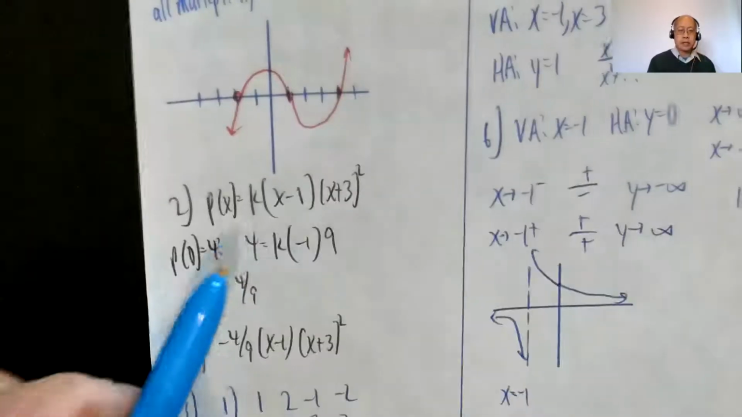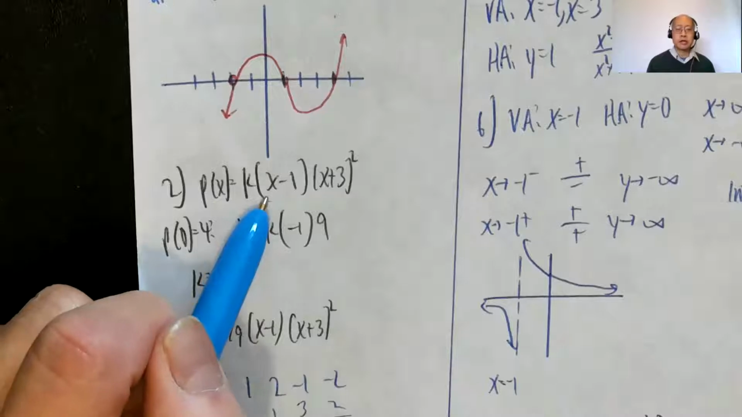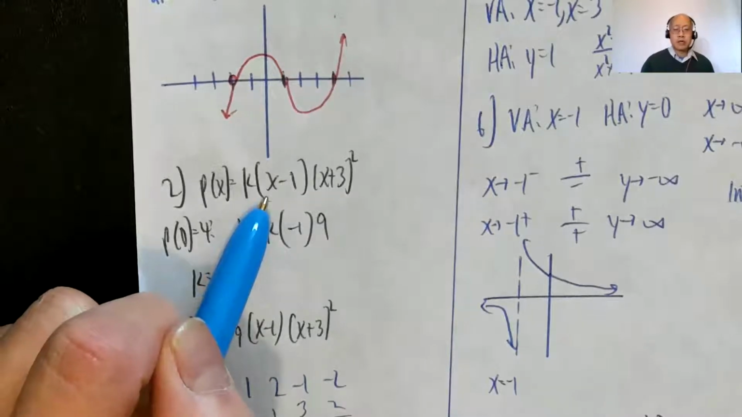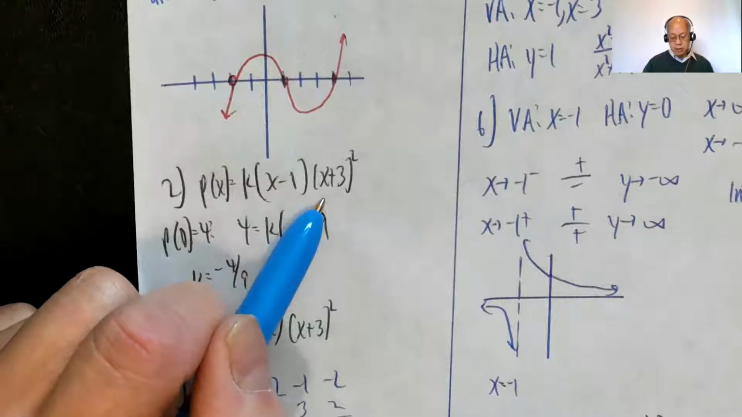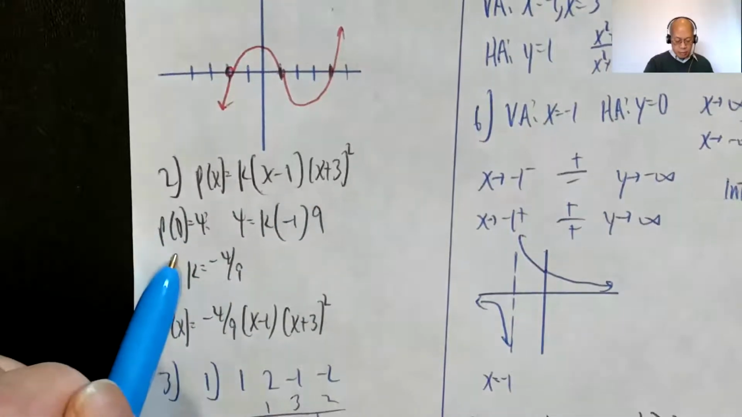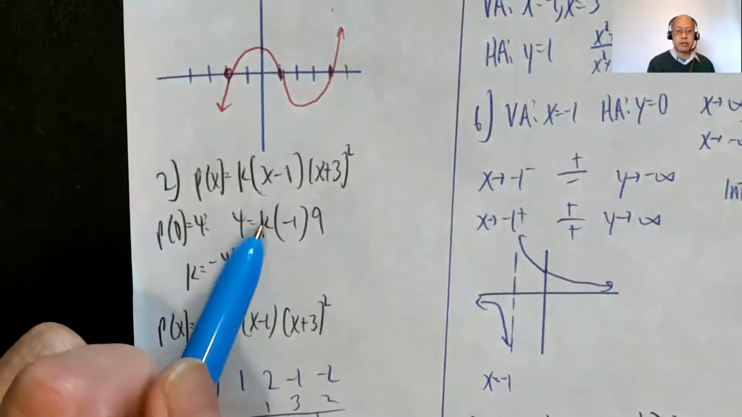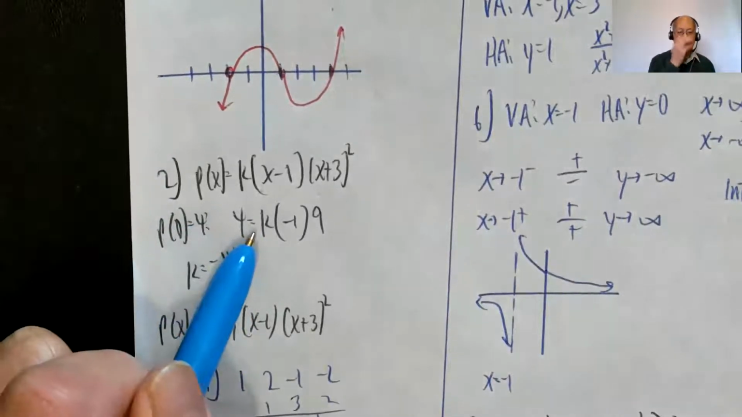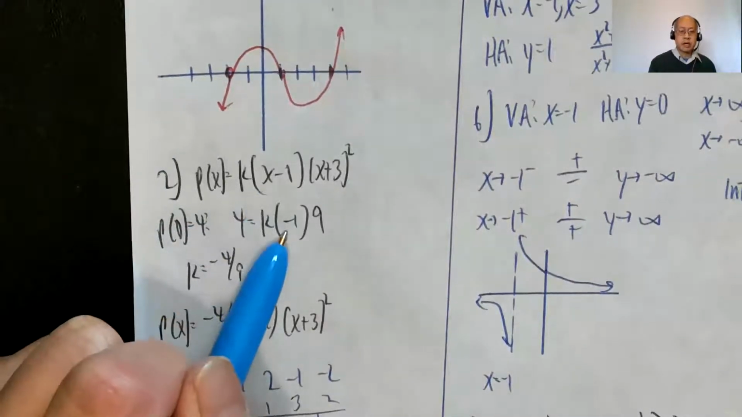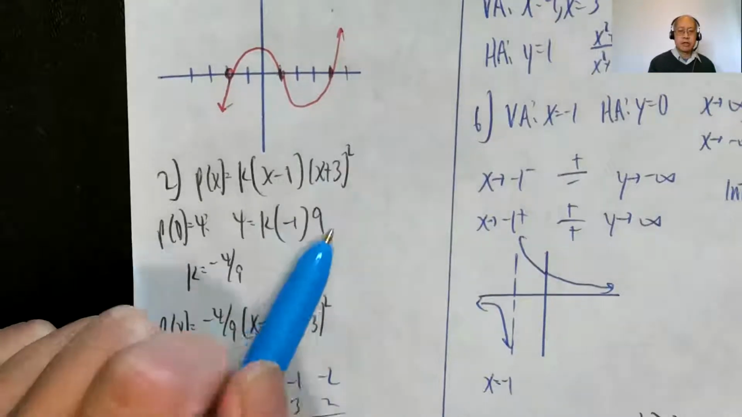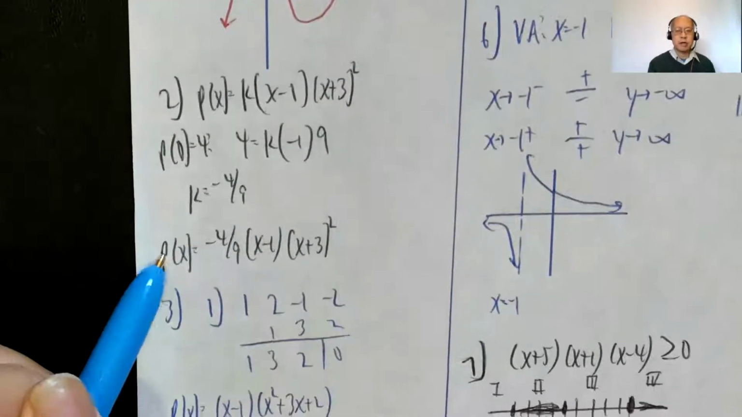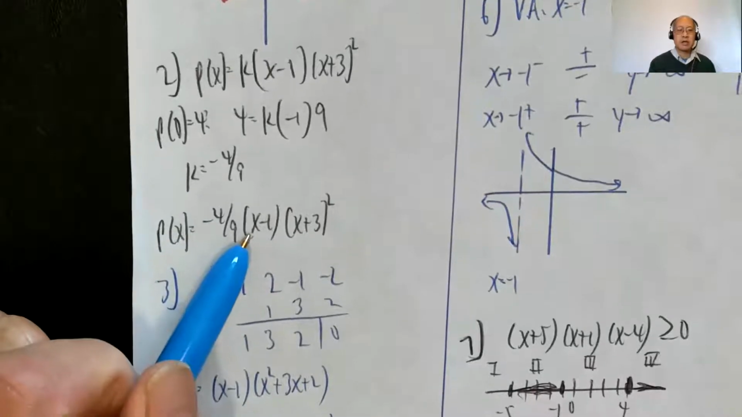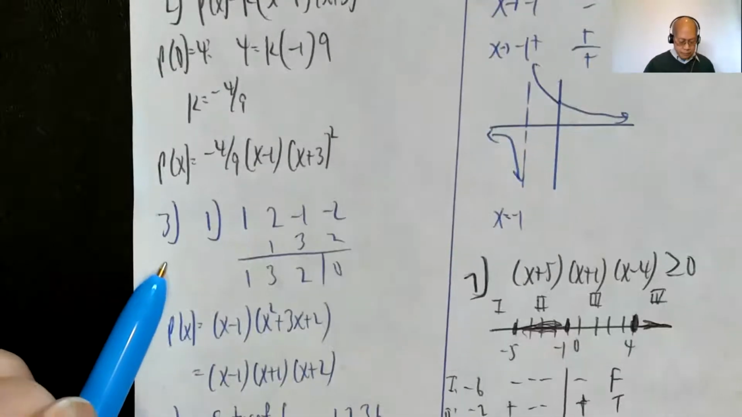Number 2, P of x is k times (x minus 1), because a zero of x equals 1 of multiplicity 1, times (x plus 3) squared, because you have a multiplicity of 2 at -3. And then it says P of 0 is 4, which means if I plug in 0, the answer is 4. So 4 is equal to k times (0 minus 1), which is -1, times (0 plus 3), which is 3 squared, which is 9. Divide both sides by -9. K is -4/9. So the polynomial is -4/9 times (x minus 1)(x plus 3) squared.